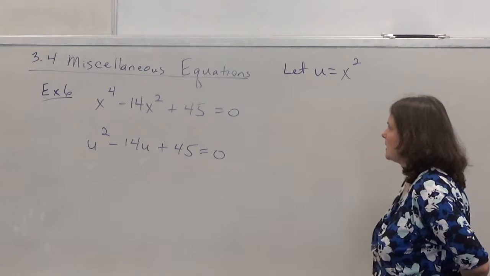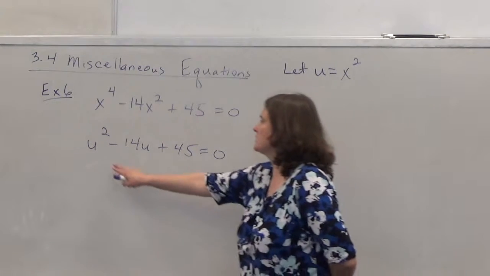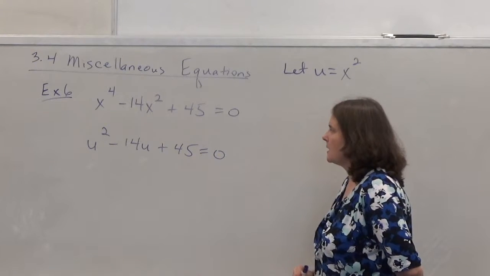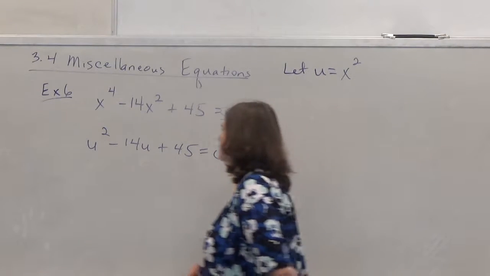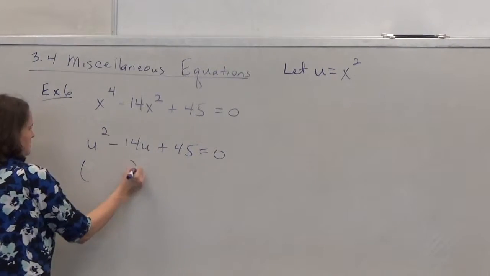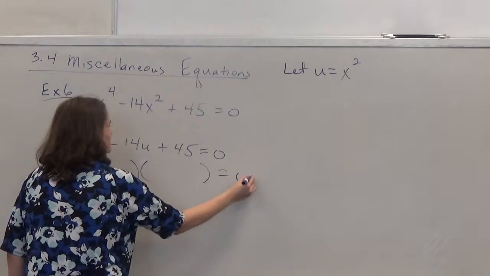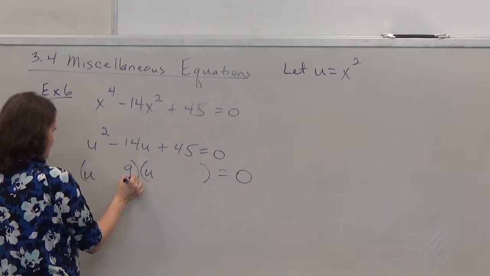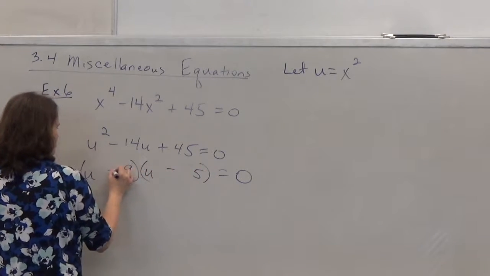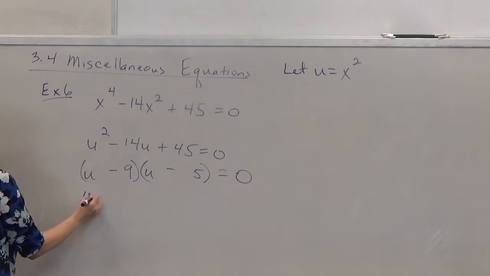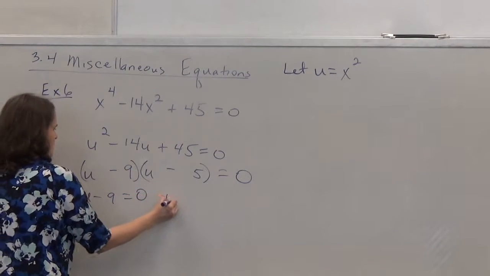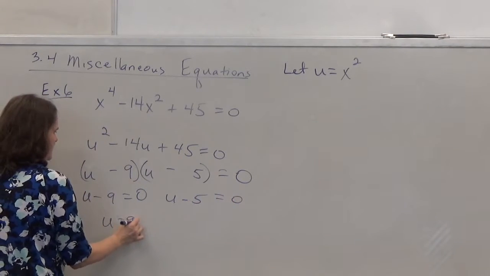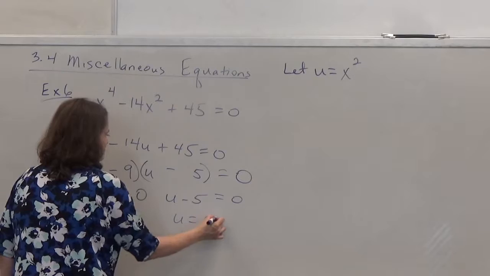We're going to let u equal x squared, so that will allow us to write it as u squared minus 14u plus 45 equals 0. And now I can solve this by factoring. I can do 9 times 5. So I've got u minus 9 equals 0, or u minus 5 equals 0. U equals 9 and u equals 5.